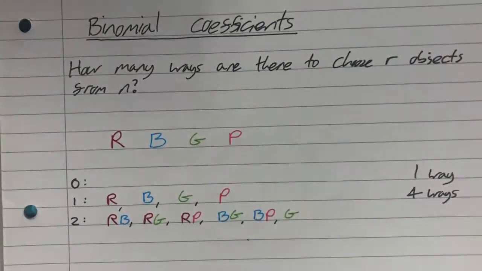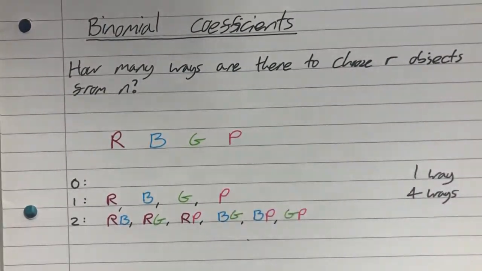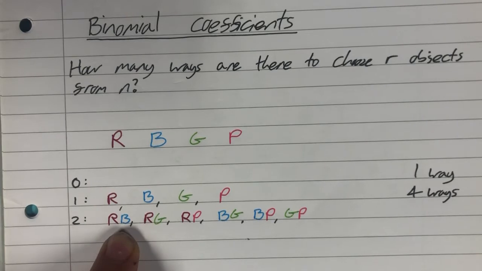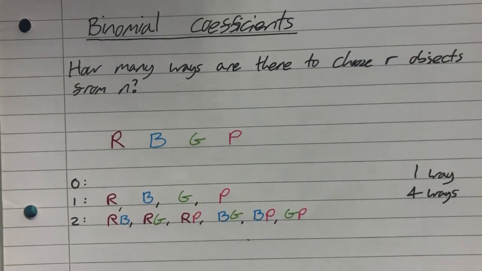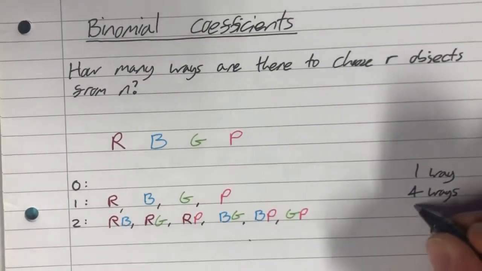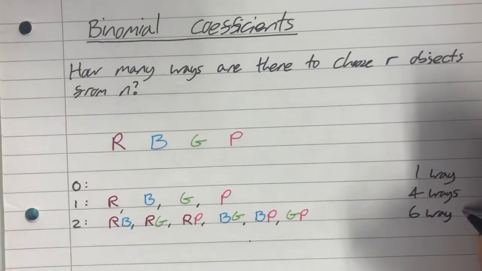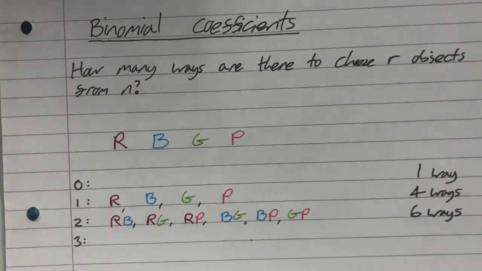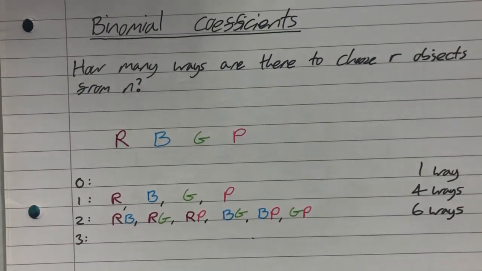What's important to note here is that the order that I choose them doesn't actually matter. So choosing red and blue is the same as choosing blue then red. Okay, it's just the number of pairings I want to take, not the order of the pairings. So I've got 1, 2, 3, 4, 5, 6 ways to choose 2 objects from 4. Okay, what about 3 objects? Well, this seems to be getting bigger, so I'm expecting more than 6 perhaps.